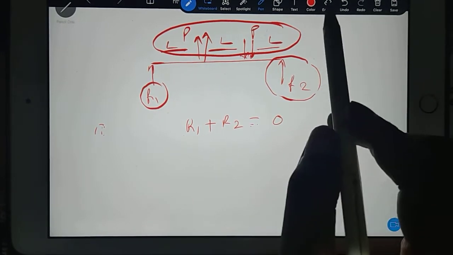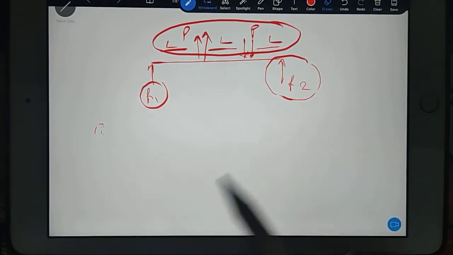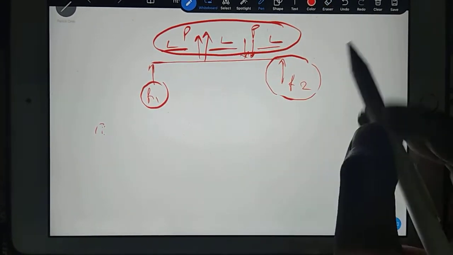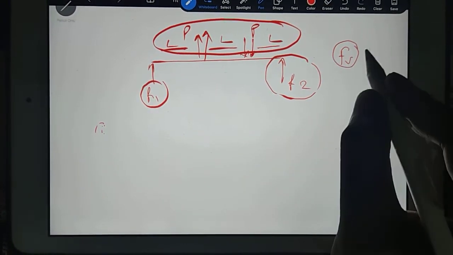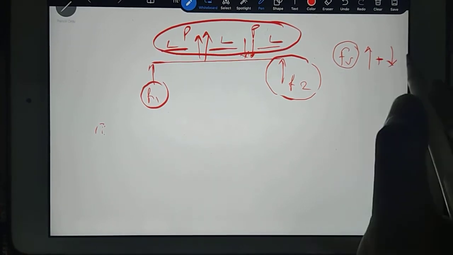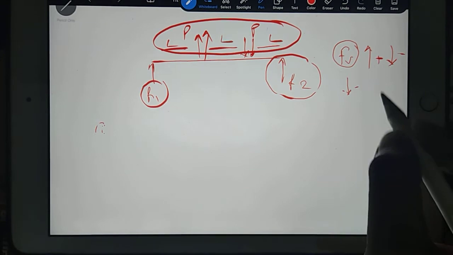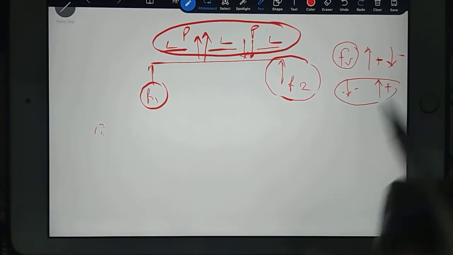Now the same equation, some other student can think in this way. To balance the vertical forces, all the upward forces you take positive, all the downward forces you take negative. Or some other students can say that all the downward forces take negative, all the upward take positive, and make the equation. Then how will you make the equation?